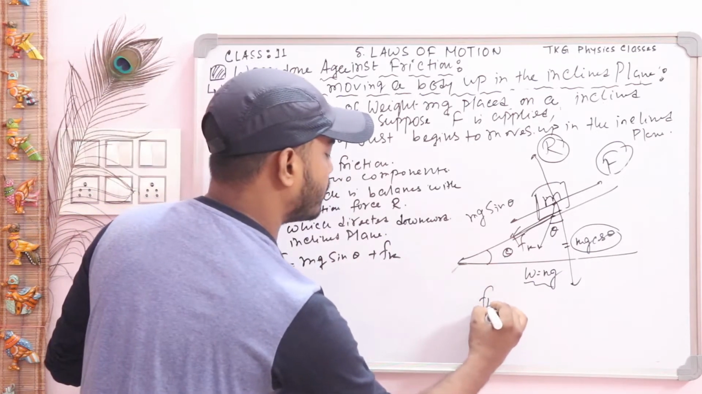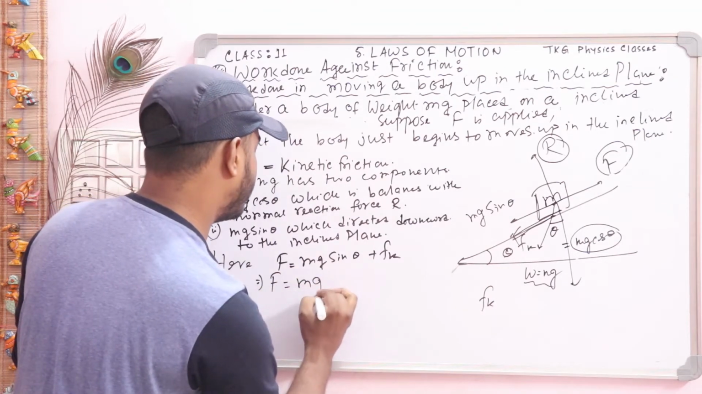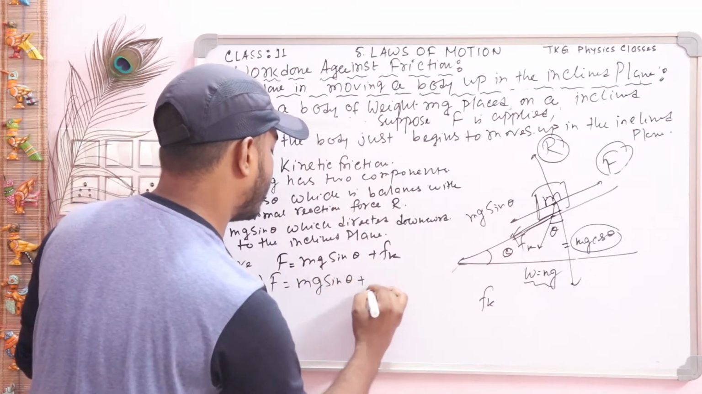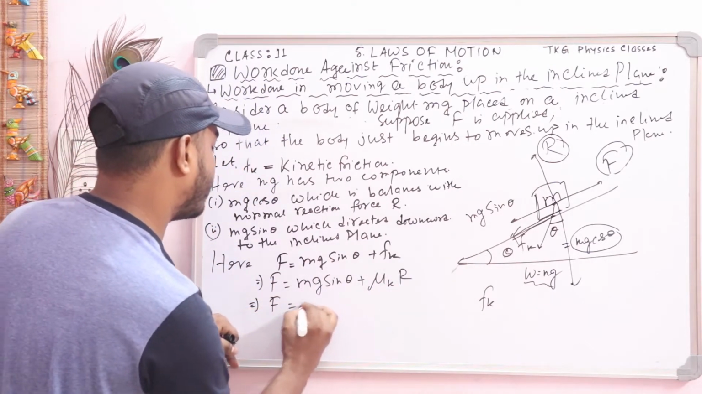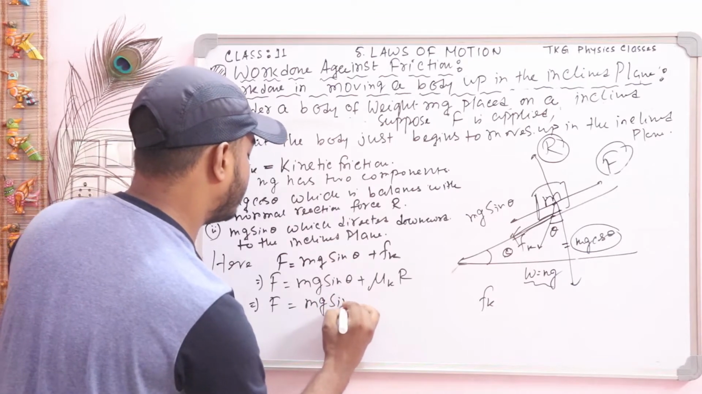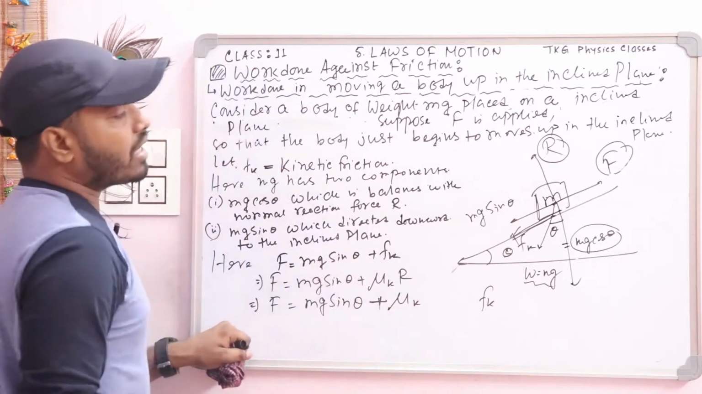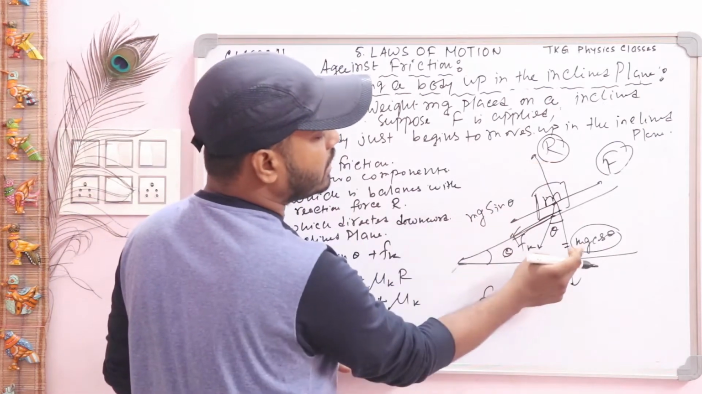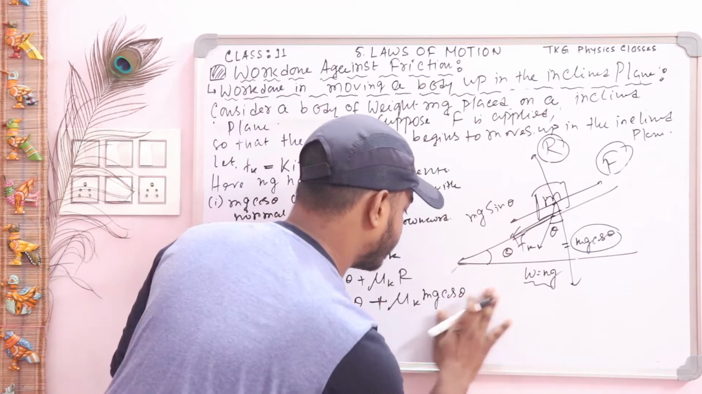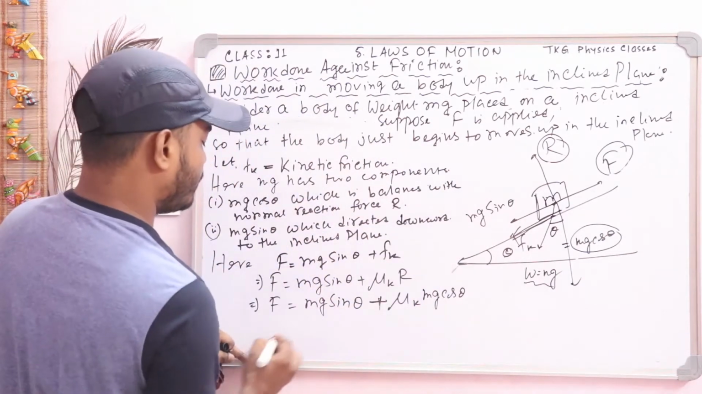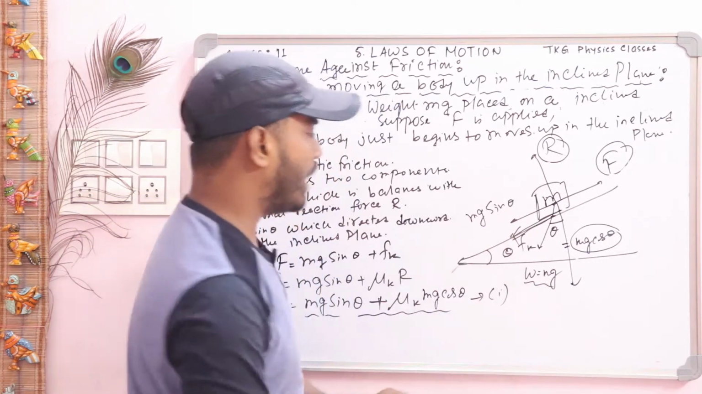You already know this one, that is Fk. Write here, F is equal to mg sin theta plus Fk, that means mu k into R. In the next part, F equals mg sin theta plus mu k, which remains the same, and what is R here? R is balanced with mg cos theta. So this is the expression of force. Suppose this is our equation number 1.